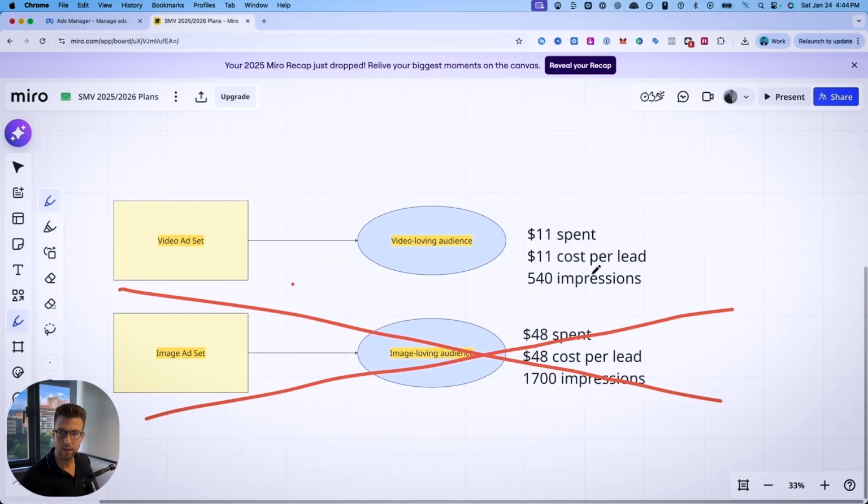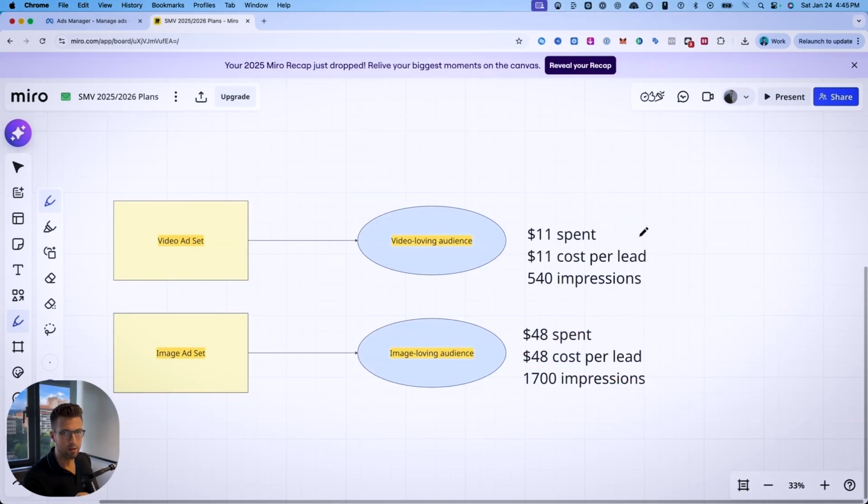Here's the thing that the advanced Meta Ads Manager knows. If you do this, what's going to happen is your cost per lead is going to skyrocket on the video ad set. Why is that? Let's back up a little bit. The Meta algorithm is extraordinarily smart. Meta is one of the first businesses that has intelligently used AI. They've been using AI for decades before it was a household name as it is now.